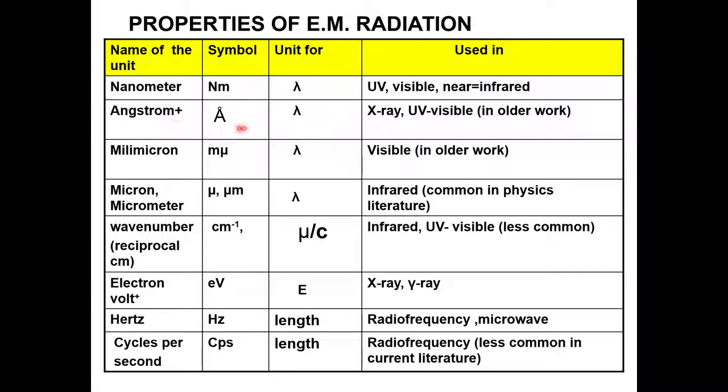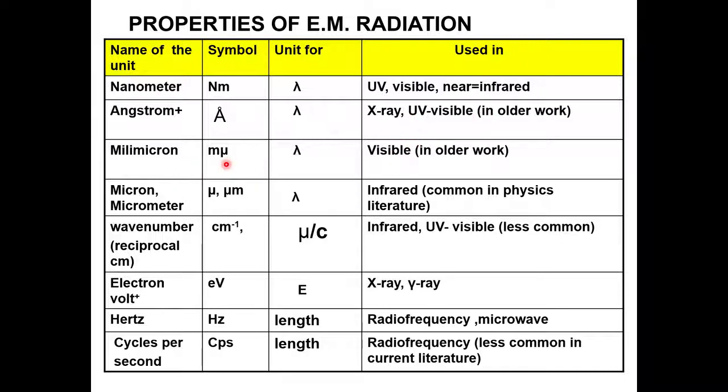We can also write angstrom, with its symbol, and it is also a unit for wavelength. If I had to describe an X-ray, I would describe it as having 10 angstroms, 20 angstroms, like that. Similarly, in UV visible we also described in terms of angstroms, but that is in older work. For example, if you study scientific literature from around 40-50 years ago, people described the UV visible range in angstrom units, 4000 angstroms, 6000 angstroms, like that. But for convenience nowadays we use nanometers, and they are SI units also.